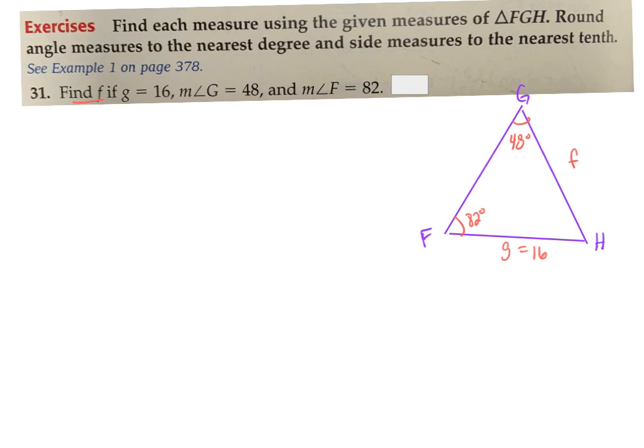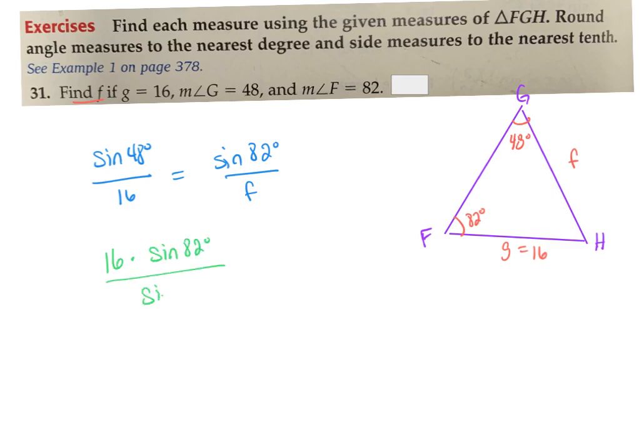So that's going to be this over here. So we're just going to set it up. Sine of 48 over 16 equals sine of 82 over F. And then we're just going to do our cross multiplication and solve. So you're going to end up with 16 times the sine of 82 divided by the sine of 48. And that should equal F here. All right. When you do that, round it to the nearest tenth, you should get 21.3.